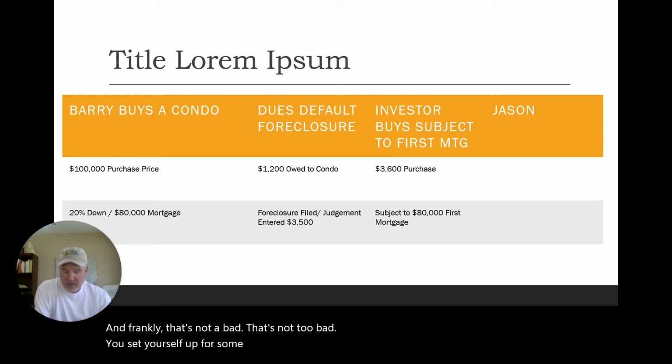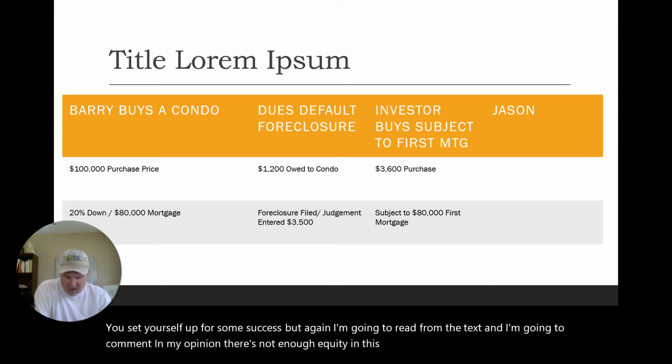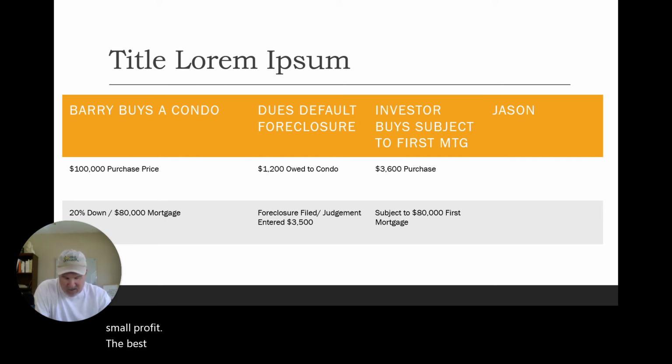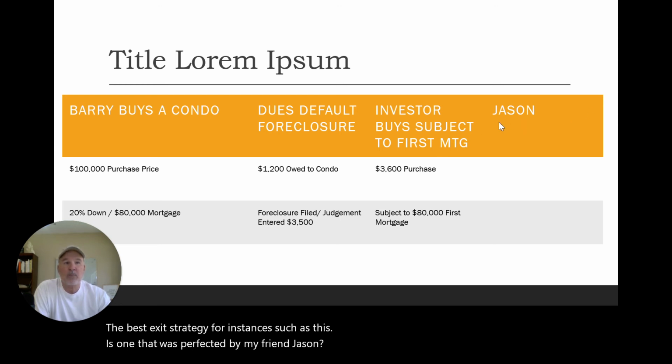But again, I'm going to read from the text and I'm going to comment. In my opinion, there's not enough equity in this deal to resell it and make even a small profit. The best exit strategy for instances such as this is one that was perfected by my friend Jason in Broward County. And there's Jason up there. Now let me tell you what Jason did.